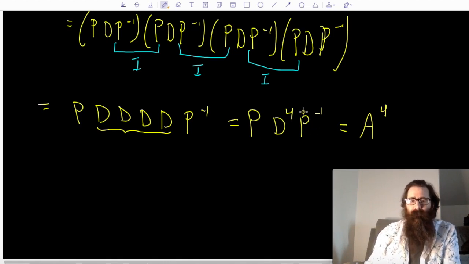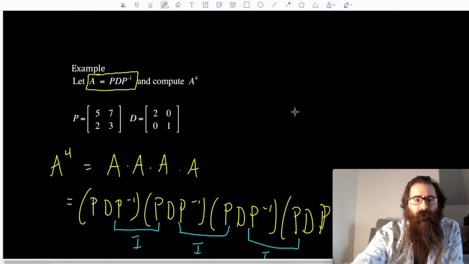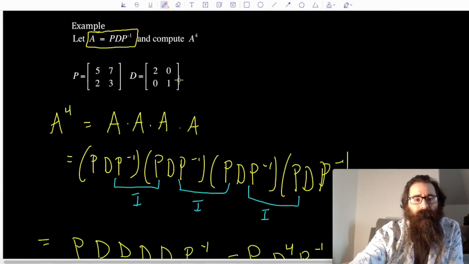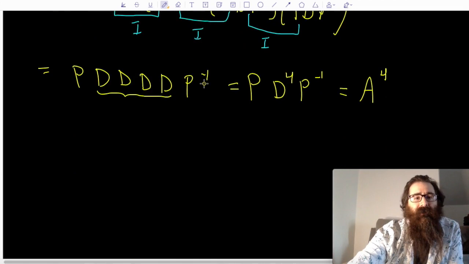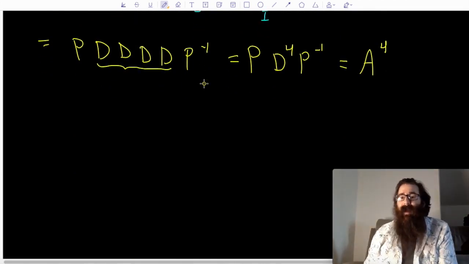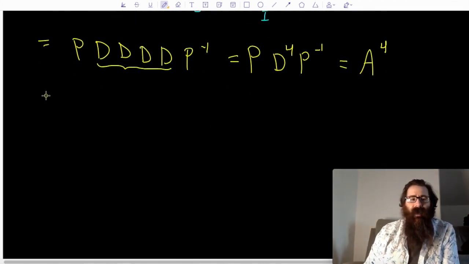I want you to think about that, right? We're saying since A is equal to PDP inverse, A to the fourth is P times D to the fourth times P inverse. So that's going to be very helpful. Now, there's another comment that we can make about powers on a diagonal matrix. I think you're going to see what's going to happen, but let's explore this together. It'll be a bit of a discovery.